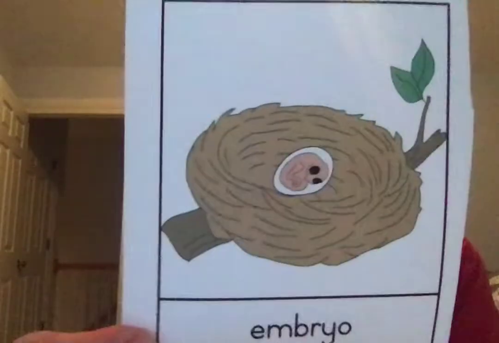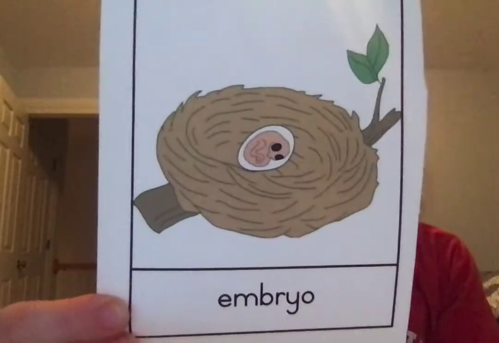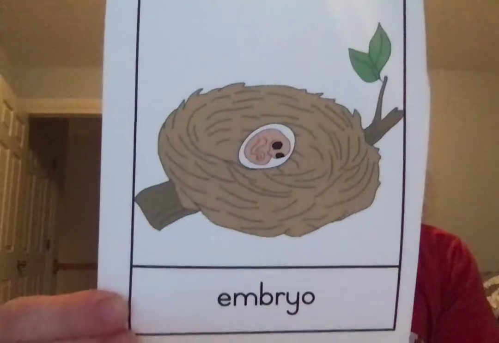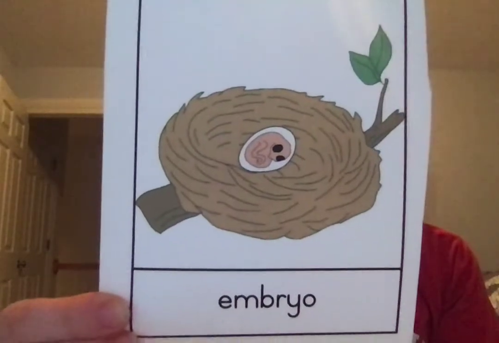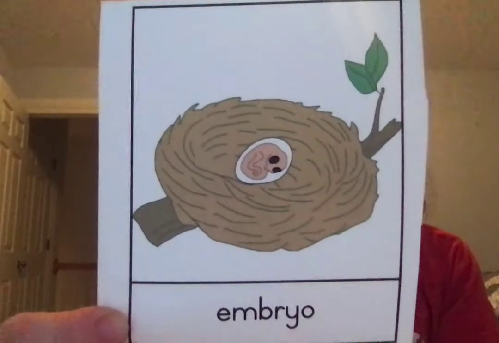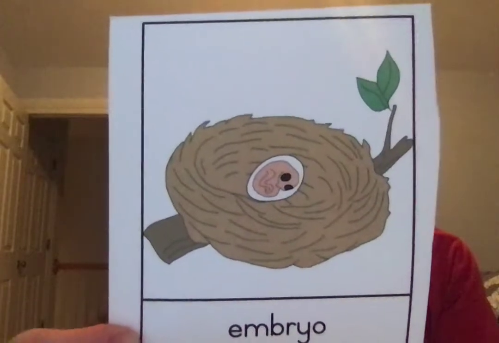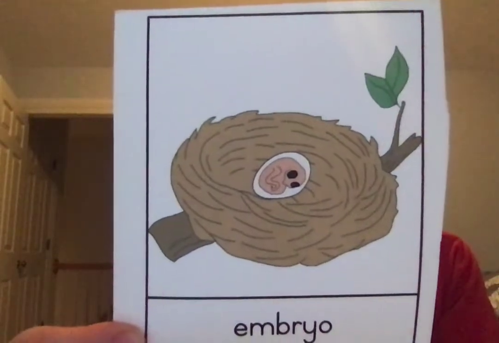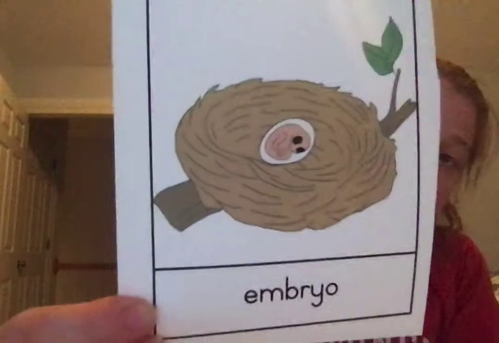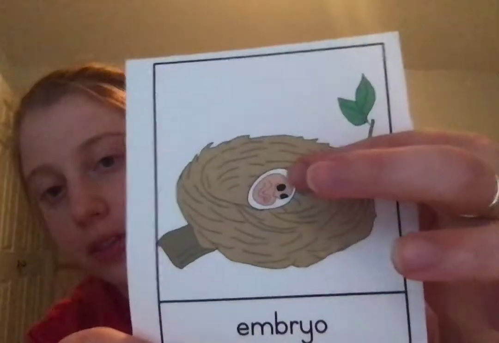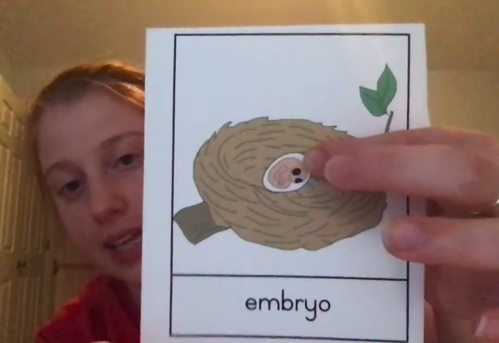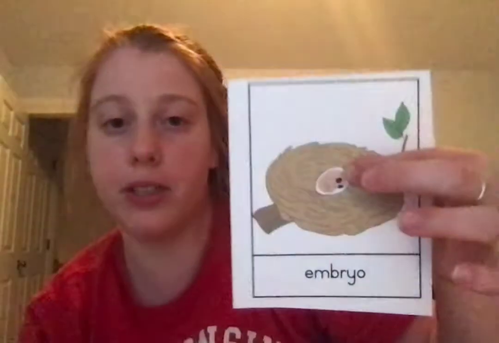Stage 2 is an embryo. The bird grows within the egg and develops an egg tooth on the beak. The egg tooth helps the bird break through the egg when it is time for the egg to hatch. We call a bird developing inside an egg an embryo. So you can see they're showing you in this picture what the bird, or that embryo, looks like inside the egg. It's still inside the egg when it's an embryo.